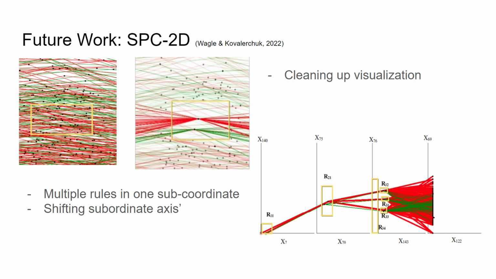Another thing that the SPC 2D does is it allows multiple rules per subcoordinate, whereas ours only allows one rule per subcoordinate. And then they also allow the shifting of subcoordinate axes. So whereas our program might go x1, x2 in one subcoordinate, x3, x4 in another subcoordinate, we would otherwise be allowed to do, say, x1, x4 in one subcoordinate, and then x2, x3 in the other. This is just useful for, again, playing with the data and trying to understand it as best as we can for the user.